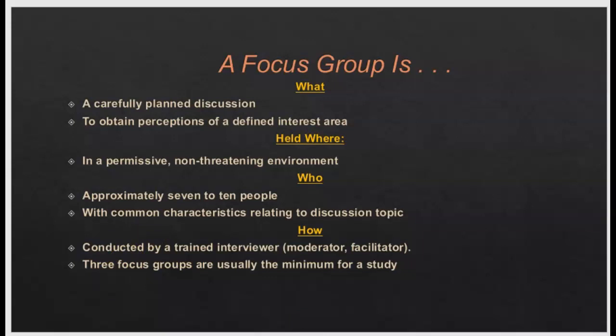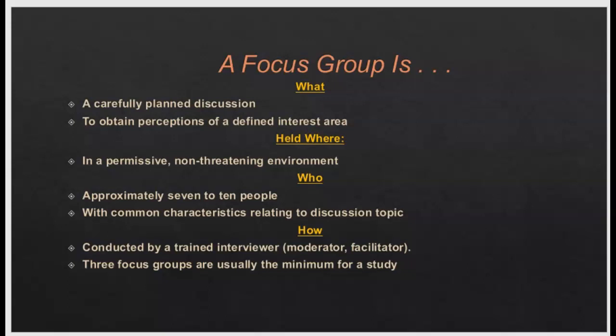The main thing to consider here is that the people that you recruit have common characteristics. They need to have common experiences around the problem that you want to look at. If they've never experienced the problem, then they wouldn't be related to the actual topic that you're looking at.